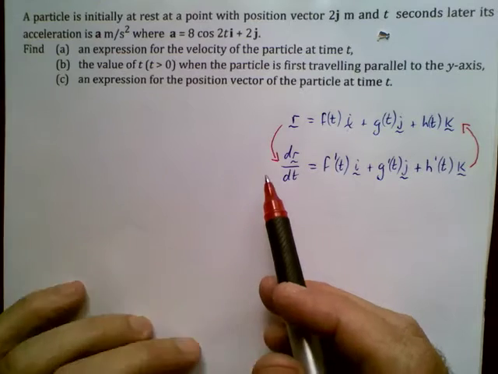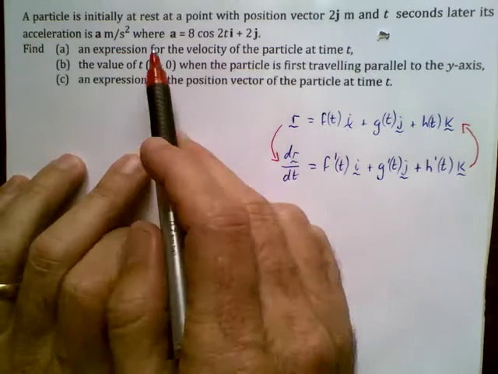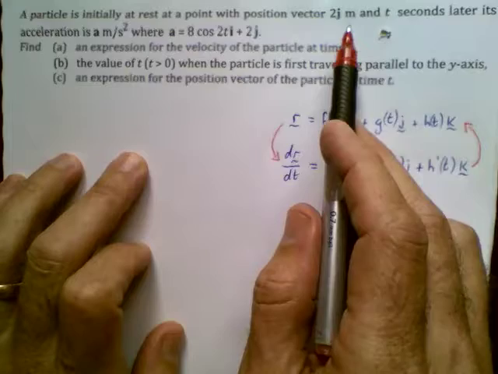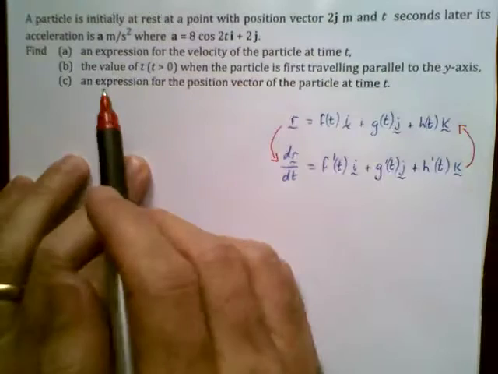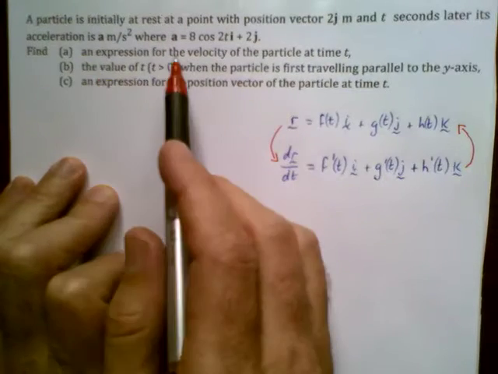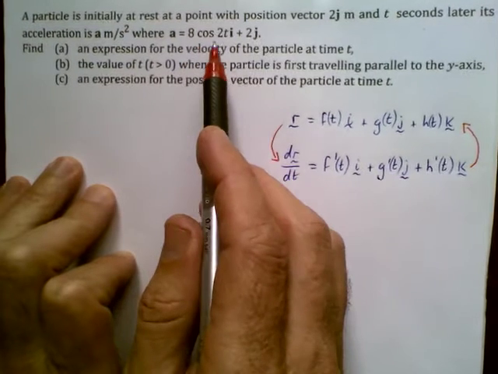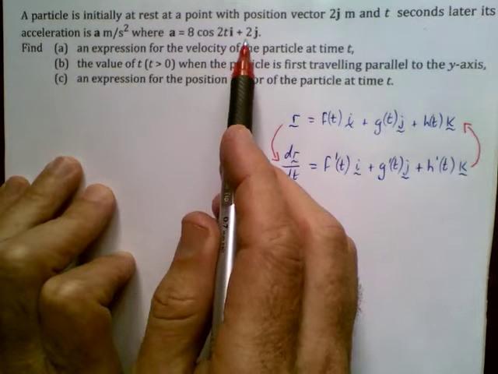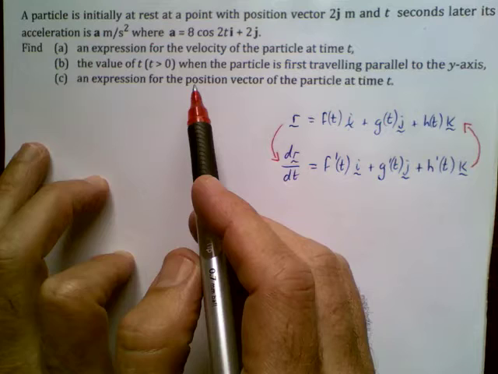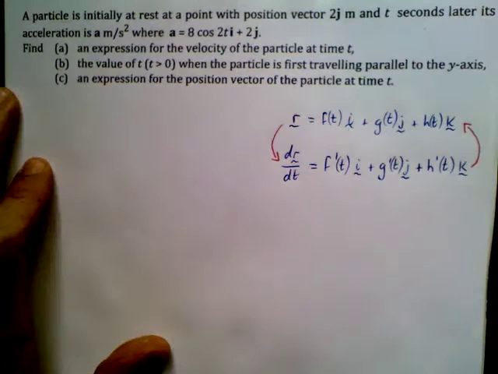We've got a particle initially at rest at a point with position vector 2j meters, and t seconds later we're given an acceleration given by this vector expression here, 8 cos 2t i plus 2j. So the first thing we're after is an expression for the velocity of the particle at time t.